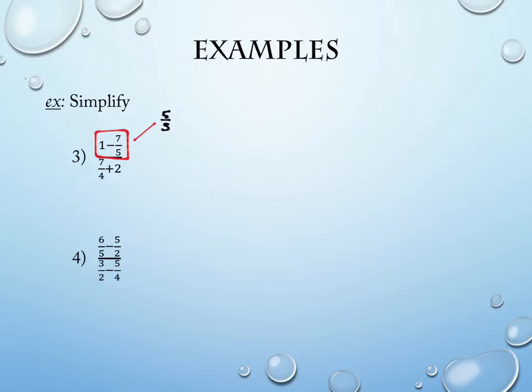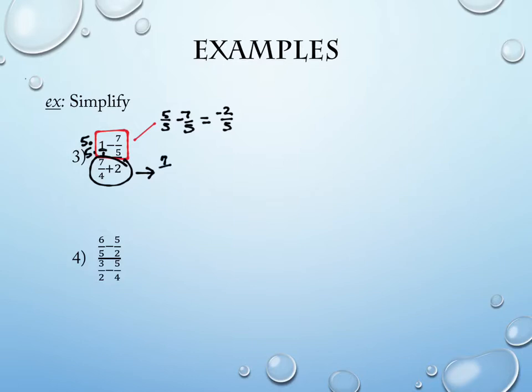5 over 5 minus 7 over 5. Right? 1 is the same as 5 over 5, and we did this way back when. We just wrote it as a 1 over 1 and multiplied by 5 over 5, so we get 5 over 5. So if I have that, 5 over 5 minus 7 over 5 is what? Negative 2 over 5. We're going to do the same thing on the bottom.